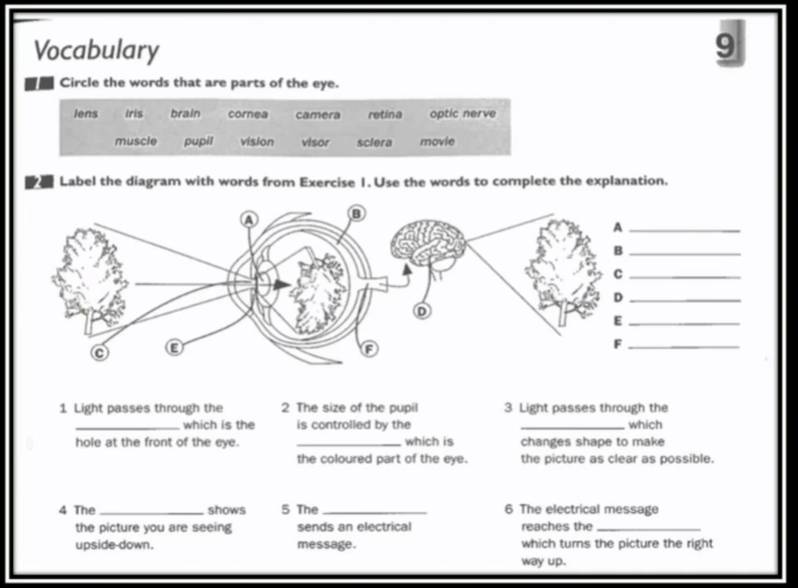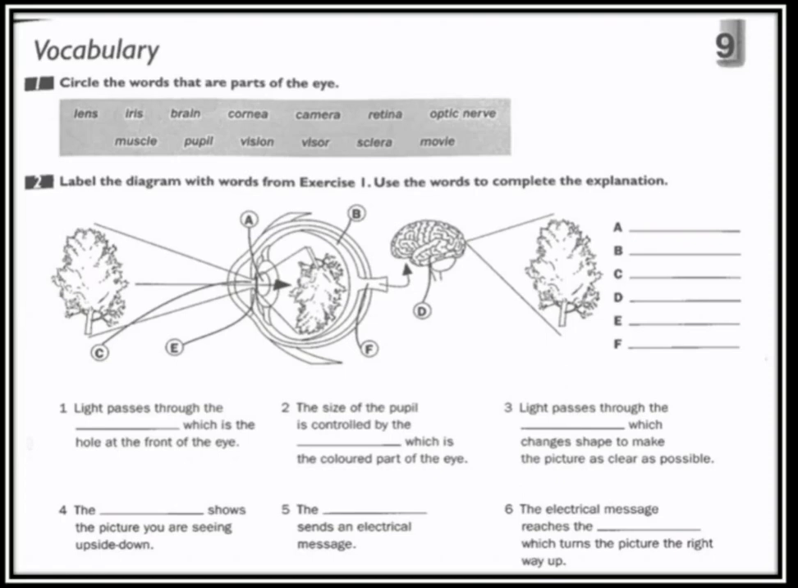Now let's complete the sentences. Number 1. Light passes through the pupil, which is the hole in the front of the eye. 2. The size of the pupil is controlled by the iris, which is the controlled part of the eye. Now let's go to number 3. Light passes through the lens, which changes shape to make the picture as clear as possible.